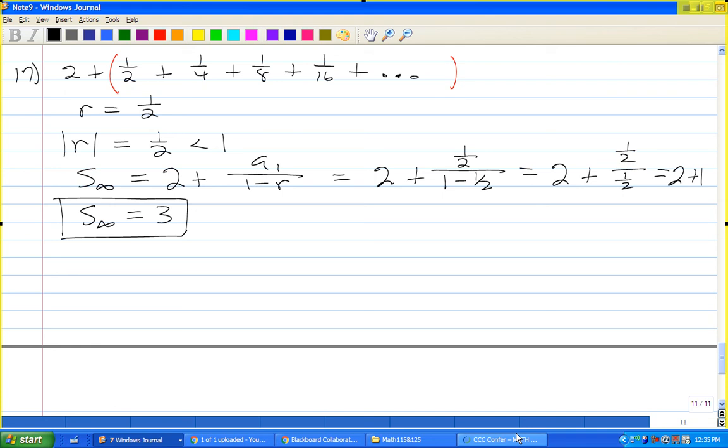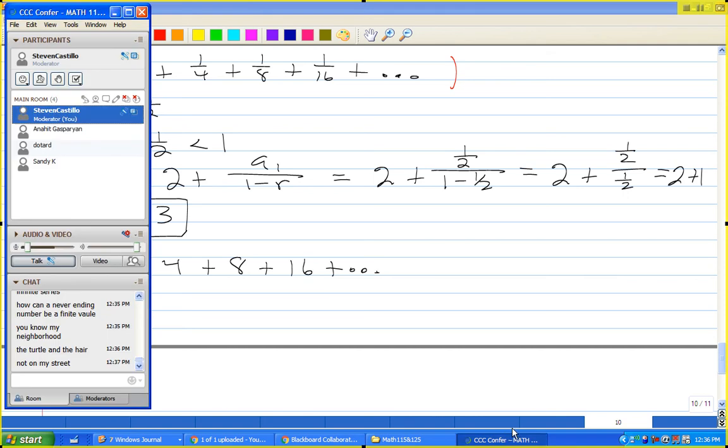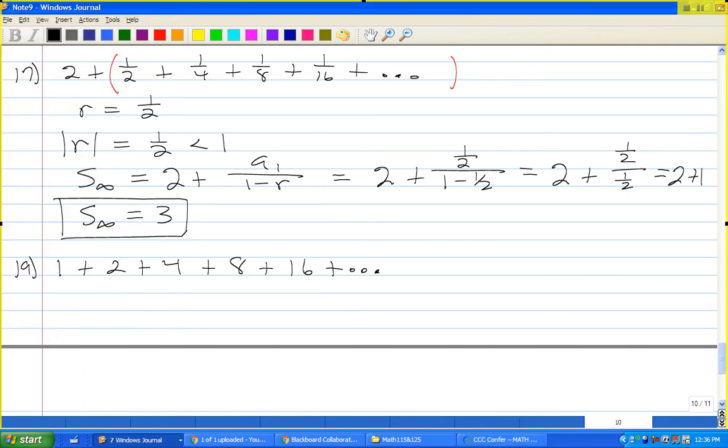Okay. Let me do problem number 19. 1 plus 2 plus 4 plus 8 plus 16, etc. This is a geometric series. Notice the common ratio is 2, because to go from 1 to 2, multiply by 2, times 2, 4, times 2, 8, times 2, 16. But that means that the common ratio here is greater than 1, and so the series diverges.